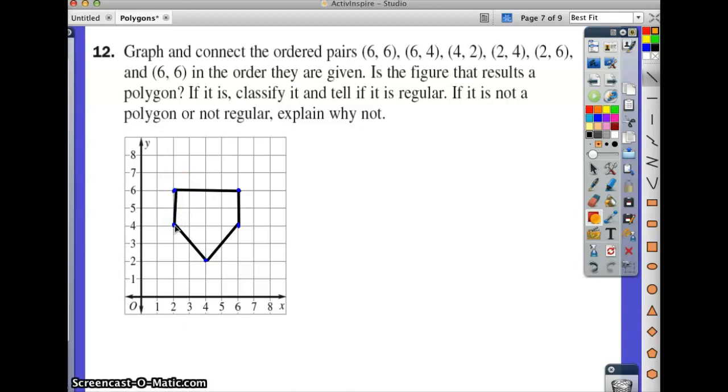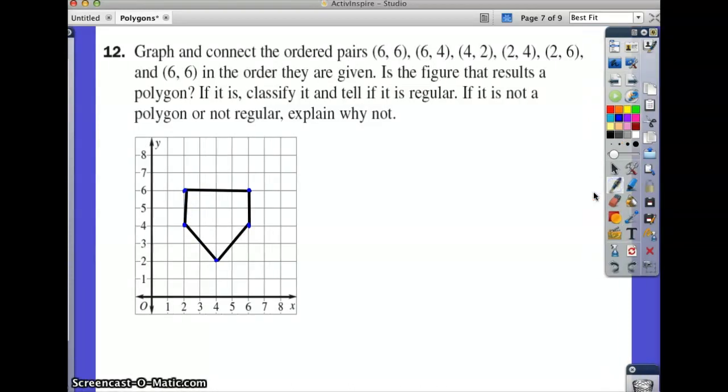Okay, so the figure we come up with is a pentagon. Now to determine whether it's a regular pentagon or not, these sides sure look longer than these, so I'm thinking it's not. So I'd say it's a pentagon, but not regular.